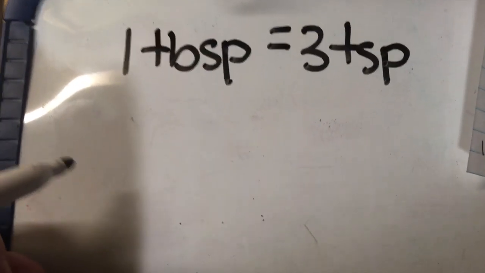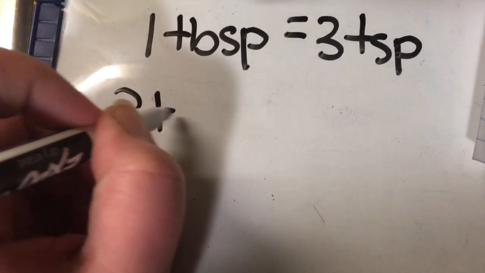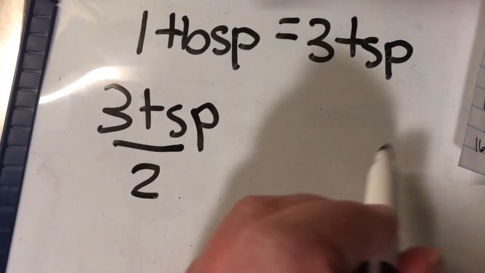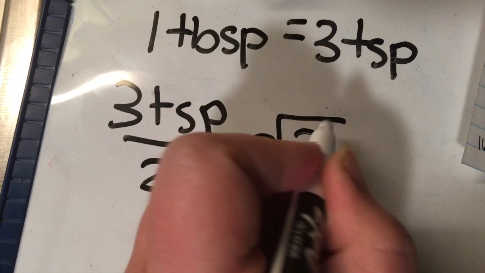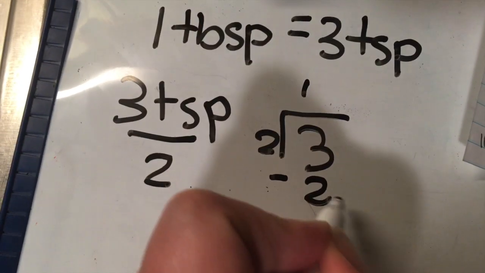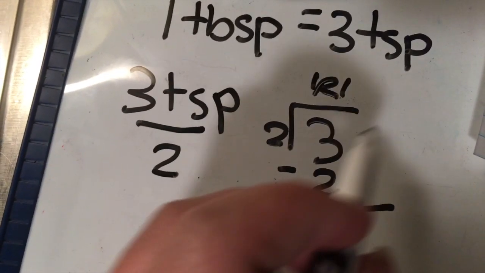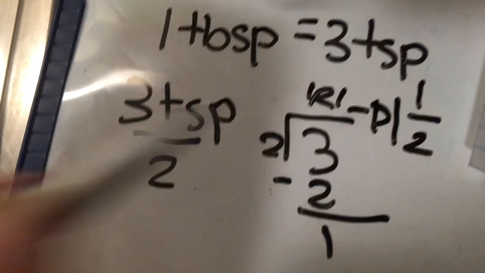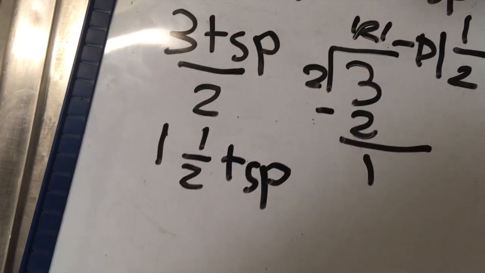Now I need a single batch, which means I need to cut 3 teaspoons in half. So 3 teaspoons divided in half is equal to 3 over 2. So 3 divided by 2 is equal to 1, and then 1 as a remainder ends up being 1 and 1 over 2. So I need 1 1/2 teaspoons for my single batch recipe.